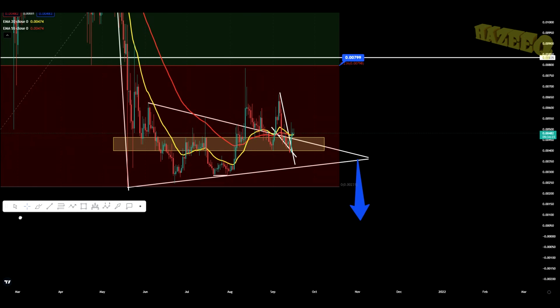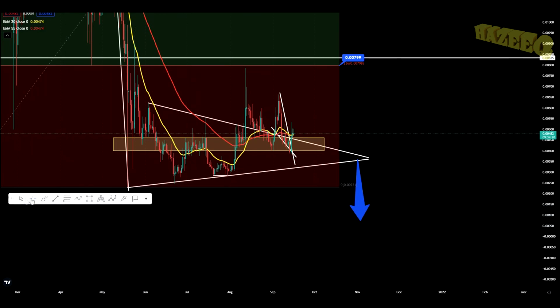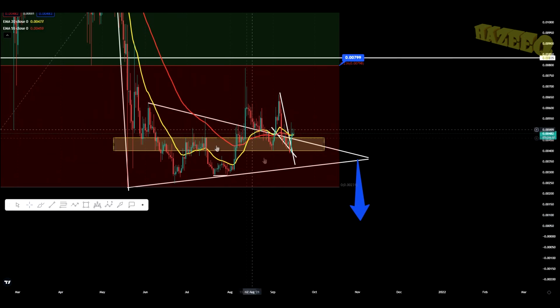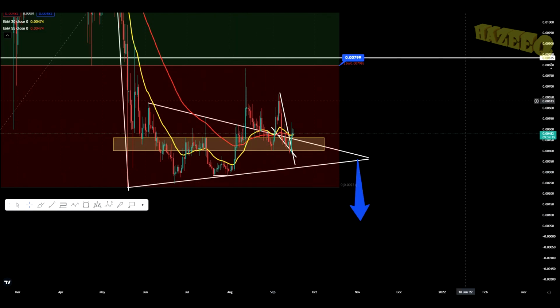Today we're going to be taking a look at Sparkpoint. I do want to say that I'm not a financial advisor. You should do your own research before investing money into crypto.